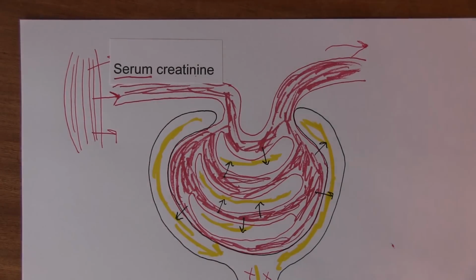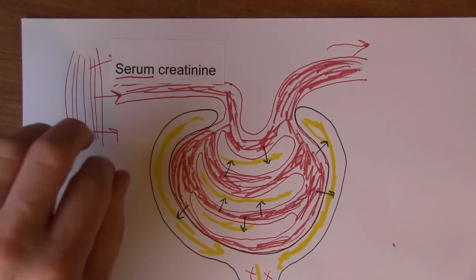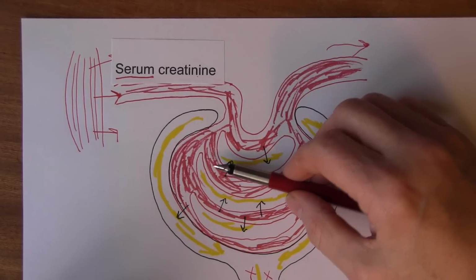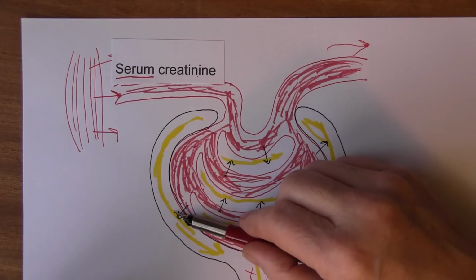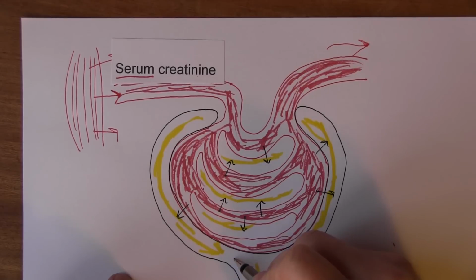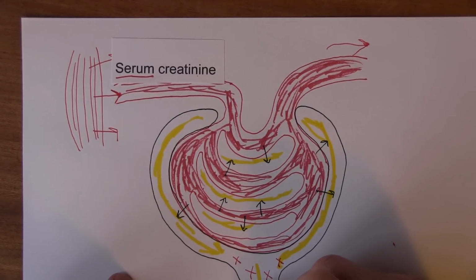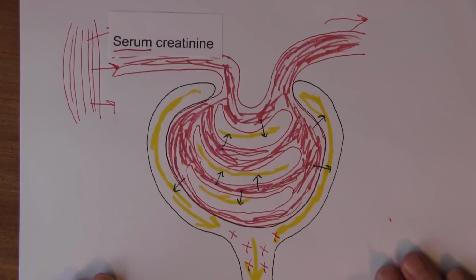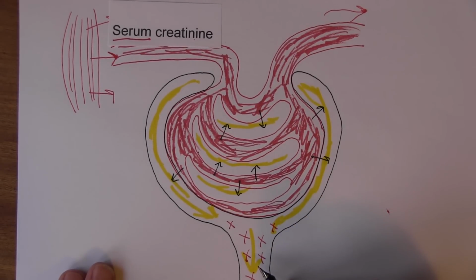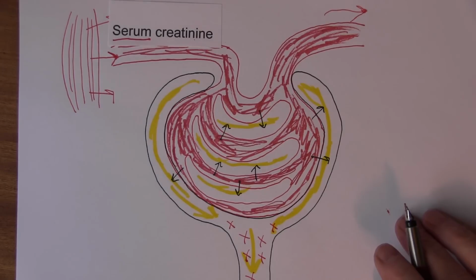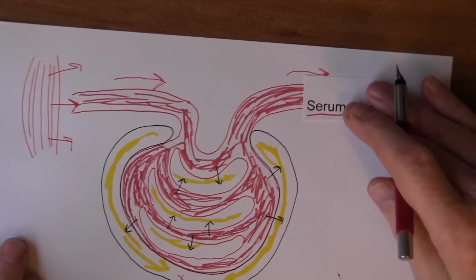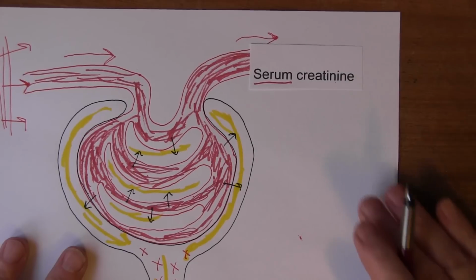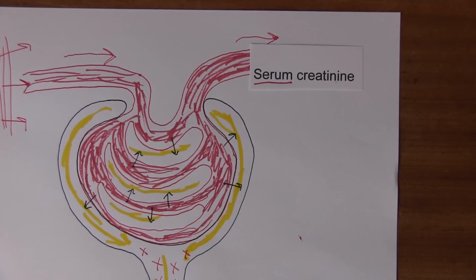Now, if the renal function is impaired and lower levels of glomerular filtrate are made, then that means there'll be less creatinine in the glomerular filtrate. Less creatinine will be cleared from the body because there's reduced renal function. And that means that more creatinine will be left in the blood, so the serum creatinine levels are going to rise.